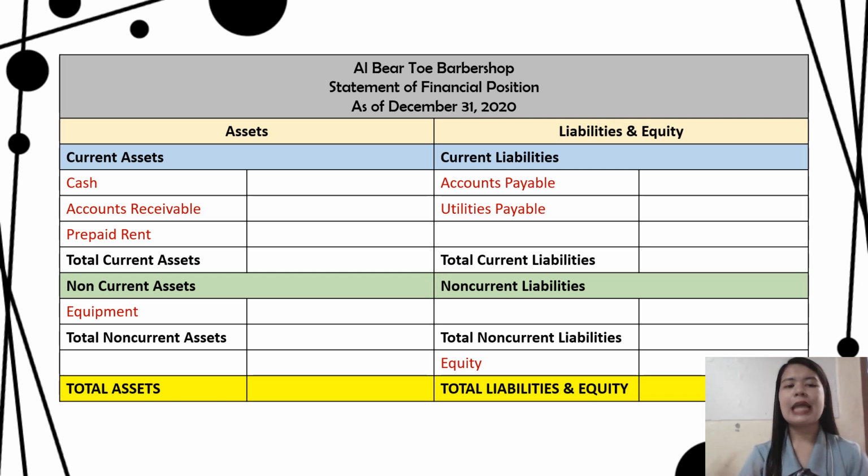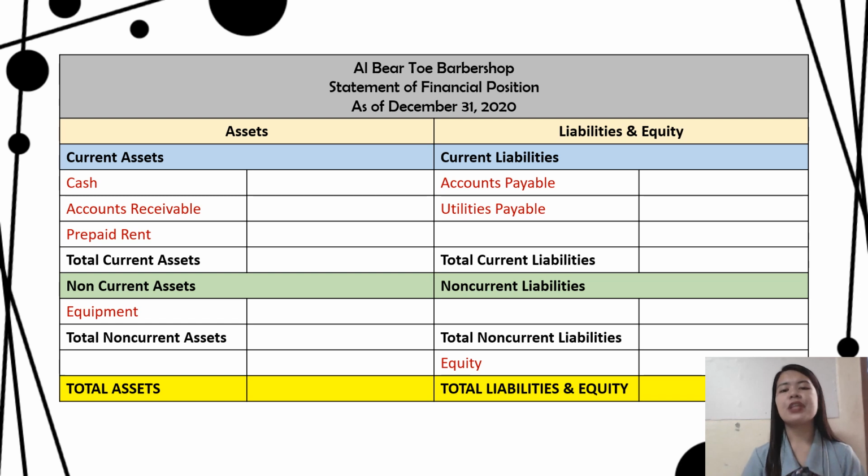Now, the accounts were already transferred to the statement of financial position. Please take note of the classification, if it's under current assets, non-current assets, current liabilities, or non-current liabilities. Also, please take note of the equity. Class, as you can see here, for the current assets, we have the cash, accounts receivable, prepaid rent. And then, for the non-current assets, we have the equipment.